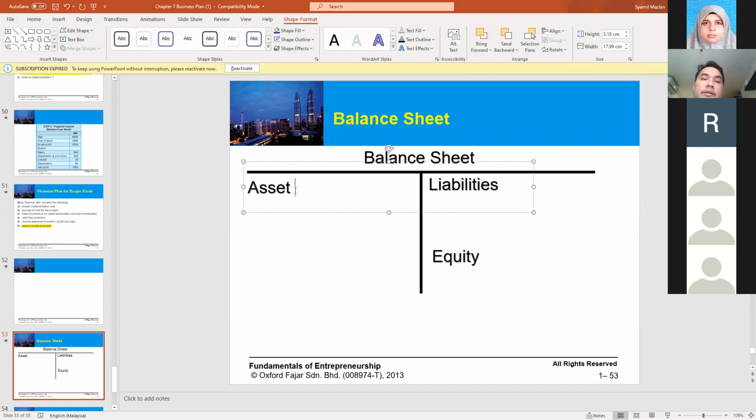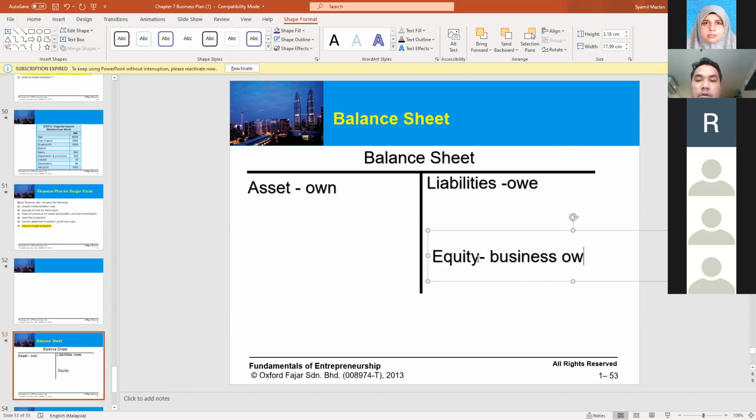What do you mean by asset? Asset is something that you own. Liability is something that you owe. Okay. So what is the equity? Equity is the business owner's capital.